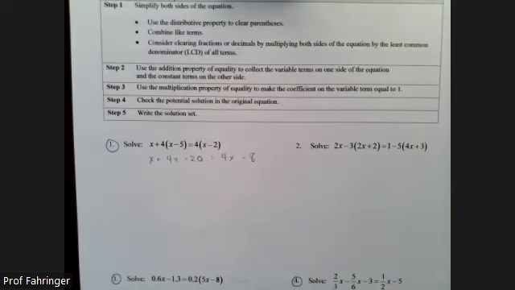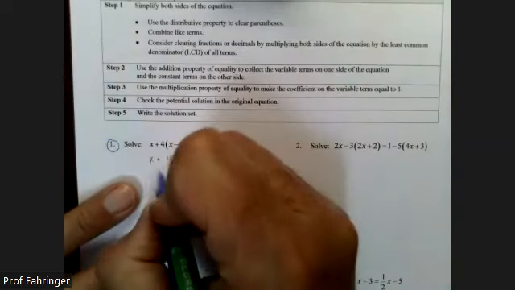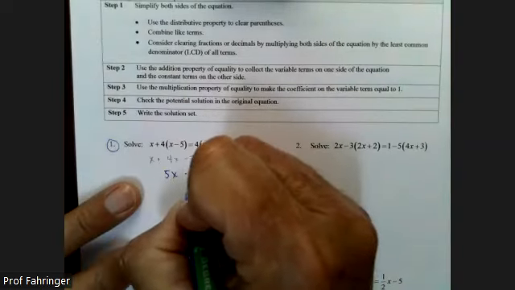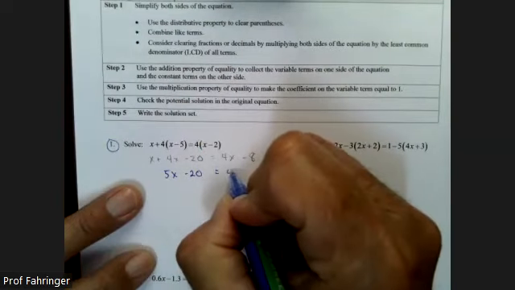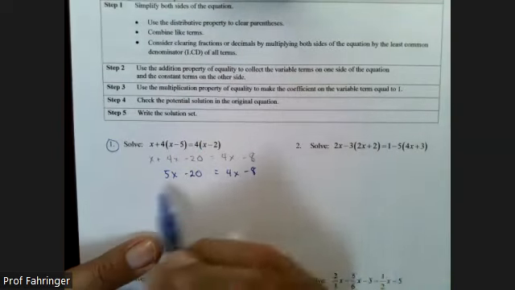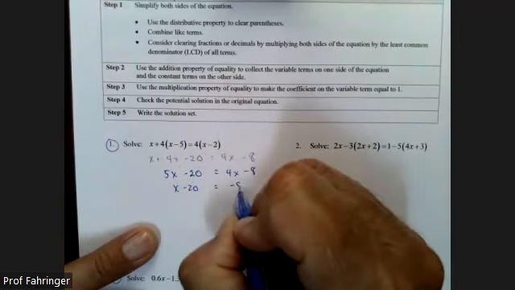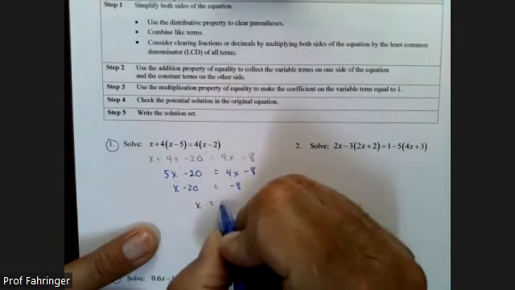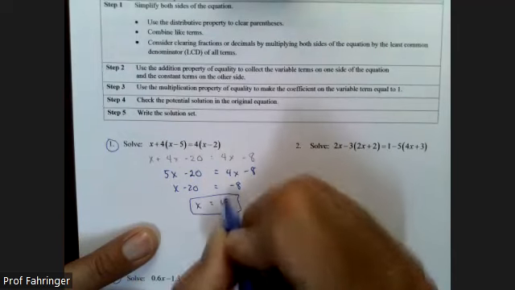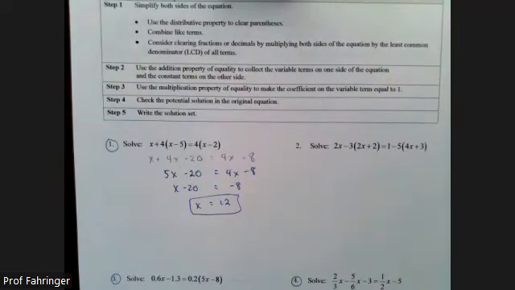That's not very bright. I'm going to use something darker. Combining like terms. 5x minus 20 equals 4x minus 8. I'm going to subtract the 4x. I'm going to add 20. I get something like 12. Then if I wanted to see if this was the right answer, I'd plug it in.